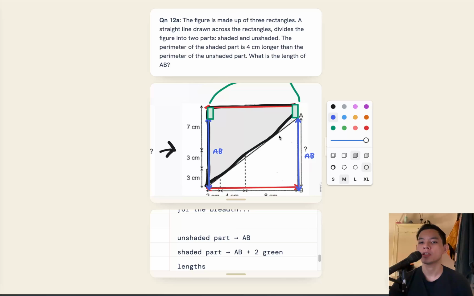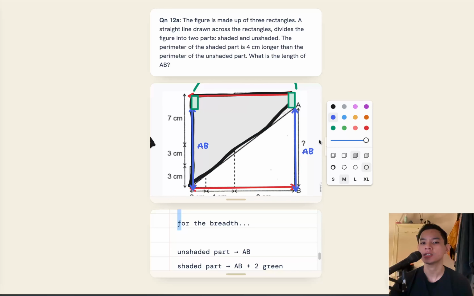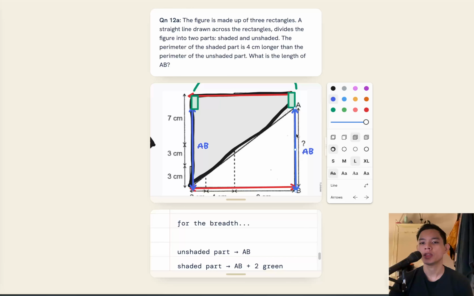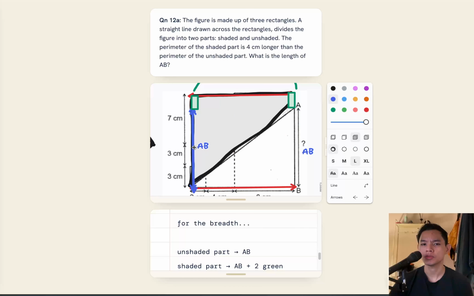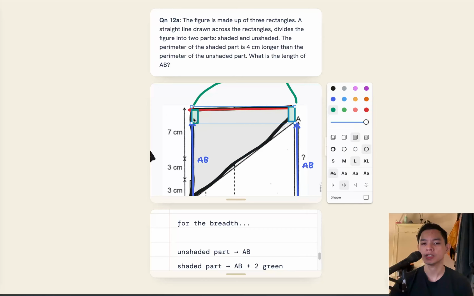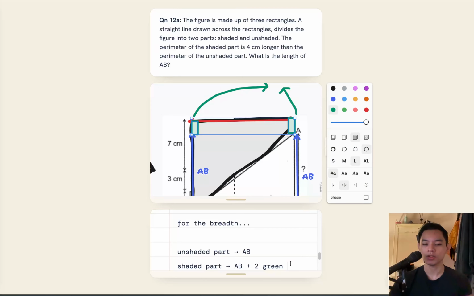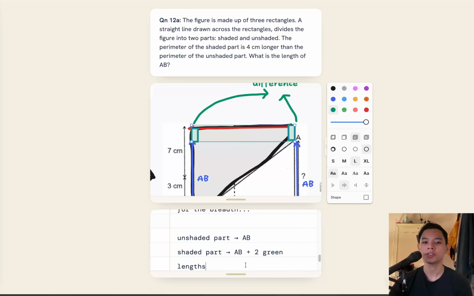So if you look at the figure over here, for the lengths, we can just cancel them out because they are the same. So for the breadth, for the unshaded, it is AB. For the shaded, it is AB as well. So we just move like this, it is AB plus 2 of the same distance remaining. I call it 2 green lengths. So I see over here, this is the difference. So the difference will be equal to 2 green lengths.